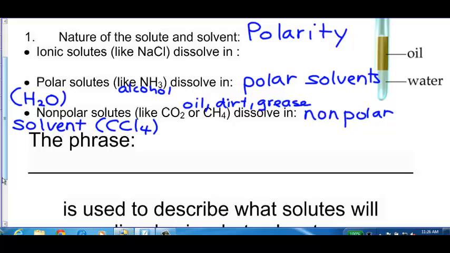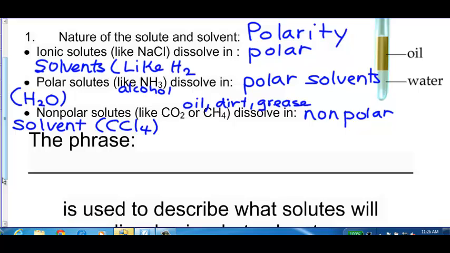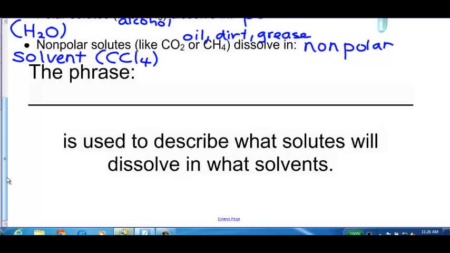And then ionic things, right? The metals bonded to the nonmetals, we call those salts. They will dissolve in, obviously you've made salt water before, so they dissolve in polar solvents as well, like water. So in describing this, we use the phrase like dissolves like. And again, what we mean is that polar solutes dissolve in polar solvents and non-polar solutes dissolve in non-polar solvents.